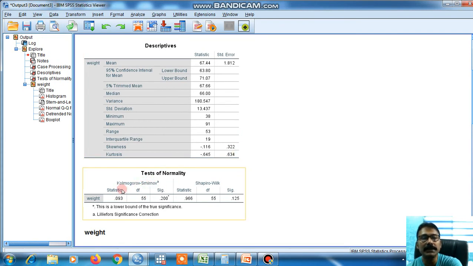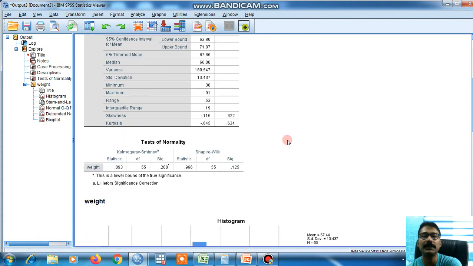Similarly, in the tests of normality, the Kolmogorov-Smirnov test p value, which is reflected in SPSS by Sig, is 0.200, and Shapiro-Wilk is 0.125. So both are greater than 0.05. Hence we accept the null hypothesis. That means our sample data has been taken from a normally distributed population.